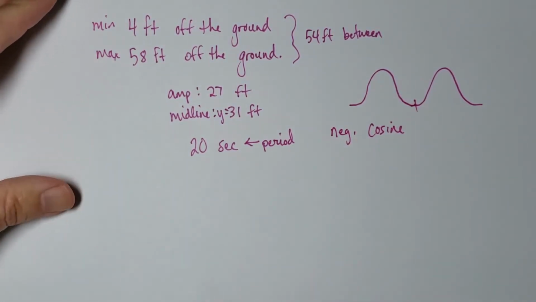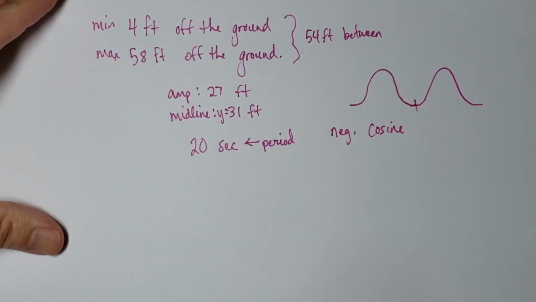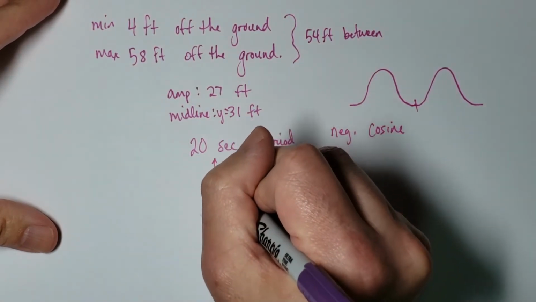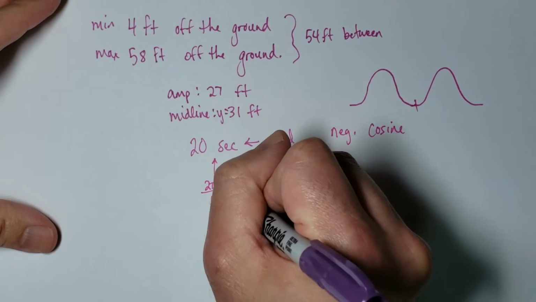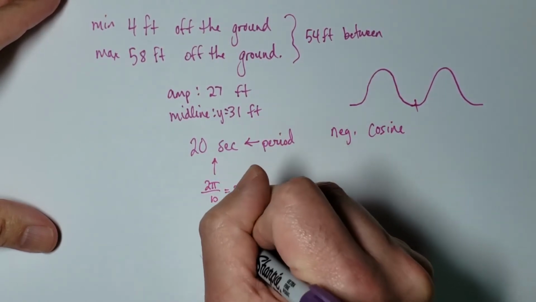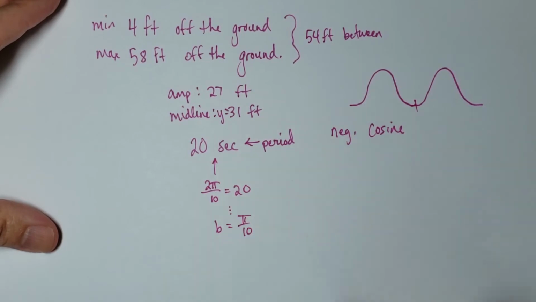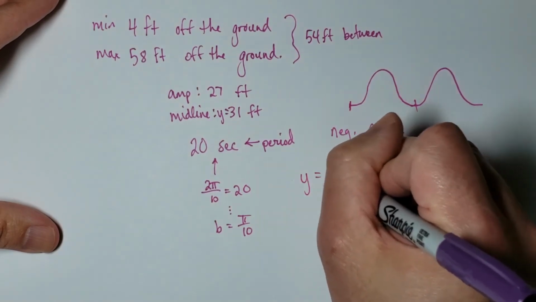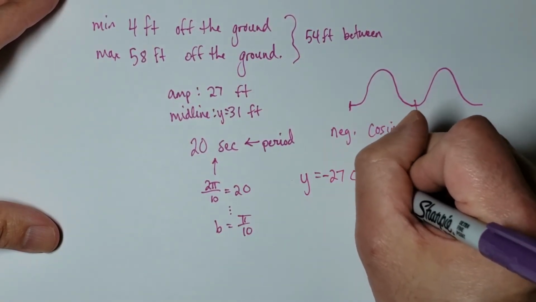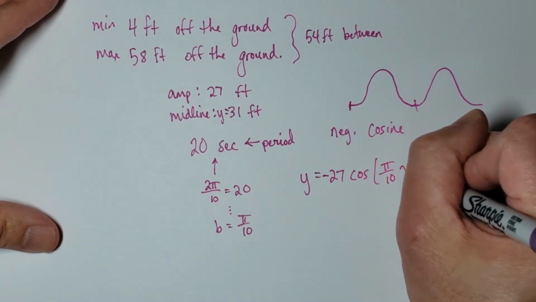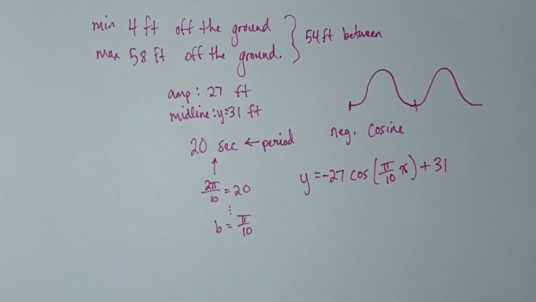And so from all this information, we should be able to write the function. We have to find the period, use the period to find b. We're going to get b equals pi over 10. There's no phase shift because we started at our minimum. And so we have y equals the amplitude, but it's negative, 27 cosine of pi over 10 x, plus 31. And if we were to graph that on a calculator, it would look a little something like this, mixed with the picture of the Ferris wheel and the video from the Ferris wheel.